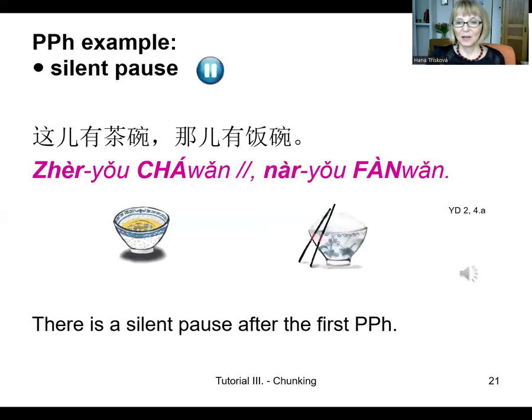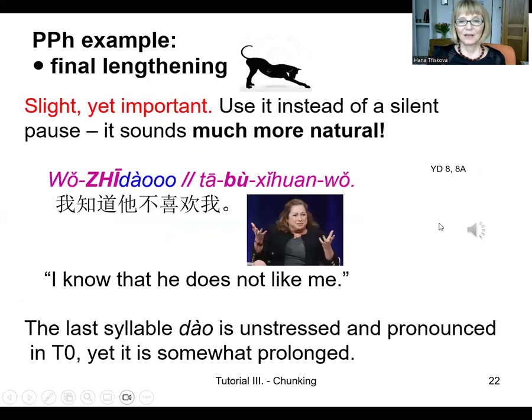So here's an example of silent pause between two prosodic phrases. 这儿有茶碗，那儿有饭碗。 Here is an example of a final lengthening. You will hear that the syllable dao is not pronounced as dao. It's pronounced in the neutral tone, but it's quite long. And this signals the boundary of that prosodic phrase.